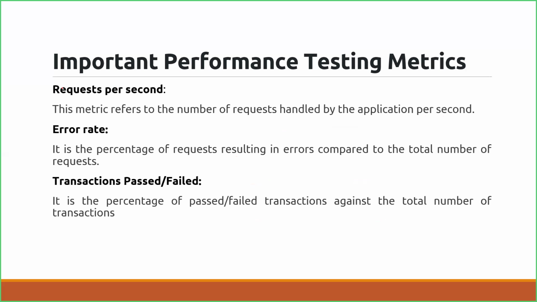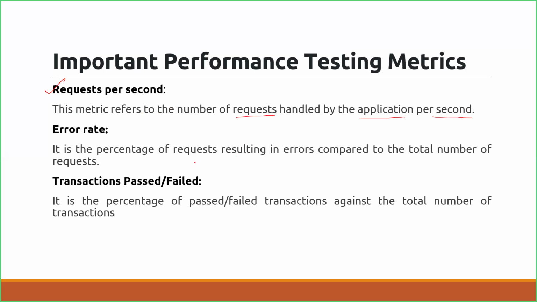And these are again the last three major things. One is the requests per second. This metric refers to the number of requests handled by the application per second. How many requests your application handled per second, that is the requests per second.